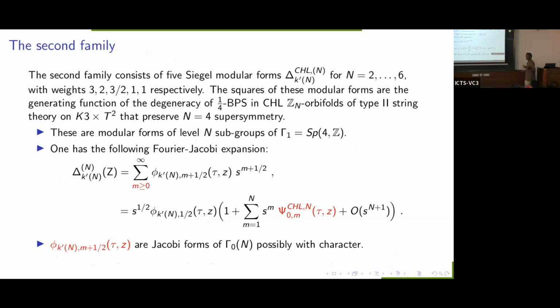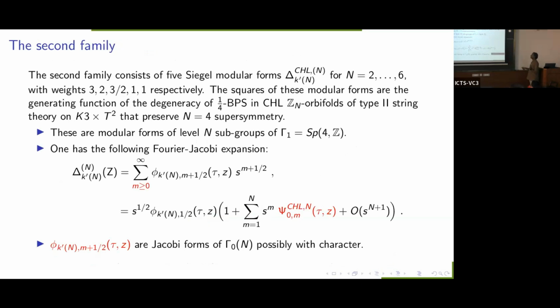The second family is much simpler. It appears in CHL orbifolds of heterotic on T6 or type 2 on K3 cross T2, and this n here is just the Zn of the orbifolding. But the k prime of n is not a nice formula, so I can write it for prime n, etc. There are only n equal to 2 to 6. There is n equal to 1, but that's already there in the previous case, so it has some particular weights. I have just written it out explicitly.